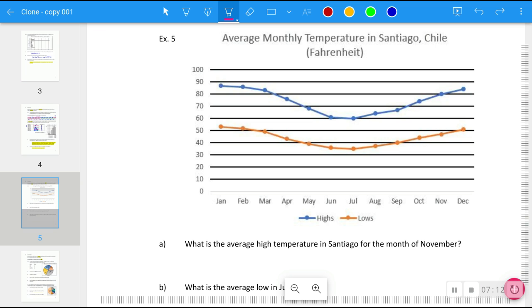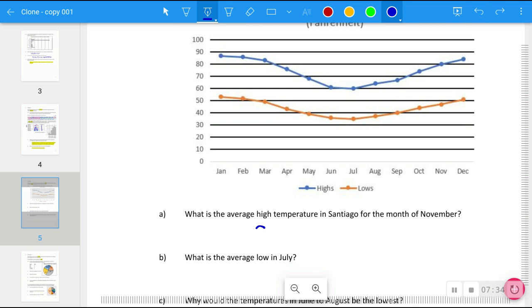Okay, so what's the average high temperature? We're going to be looking at the blue line. For the month of November, we're going to be looking at the blue line in this column. In other words, we want to know that dot right there. Okay, so this dot here lines up with 80 Fahrenheit. So it's actually quite hot or warm in November in Santiago, Chile.